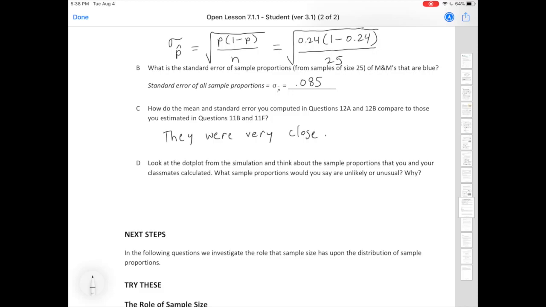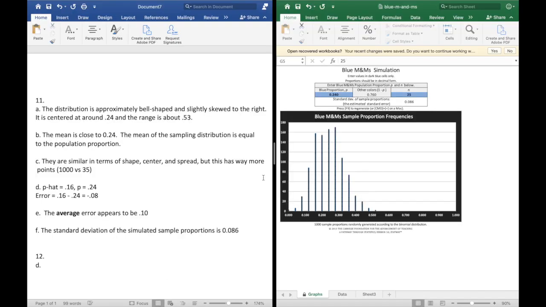So let's look at part D. It says, look at the dot plot from the simulation and think about the sample proportions that you and your classmates collected. What sample proportions would you say are unlikely or unusual? Why? So to answer this question, we're going to look at the simulation again. Looking back at this, we're answering part D here. We're trying to figure out which sample proportions are unlikely or unusual.